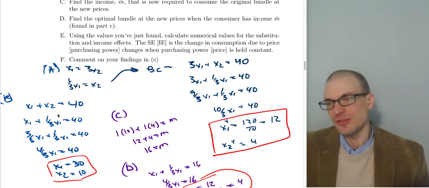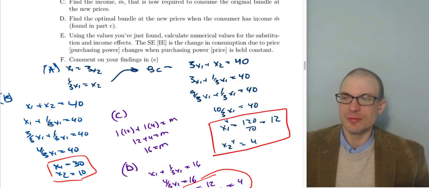I'm going to drop this into my budget constraint, now substituting for x2, and I'm going to use my same trick as before, getting a common denominator. Rather than 1 right here, I can write that as 3/3. That gives me 4/3 x1 is equal to 40. And then I find I want 30 units of good 1, 10 units of good 2, right? And so this is my new bundle.